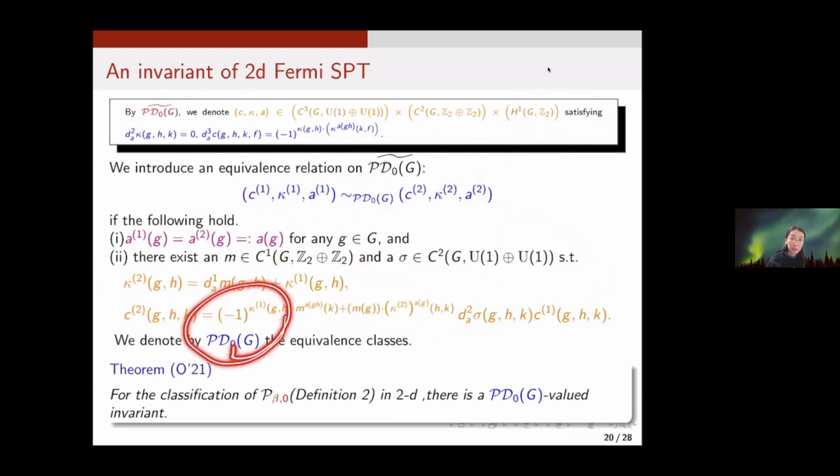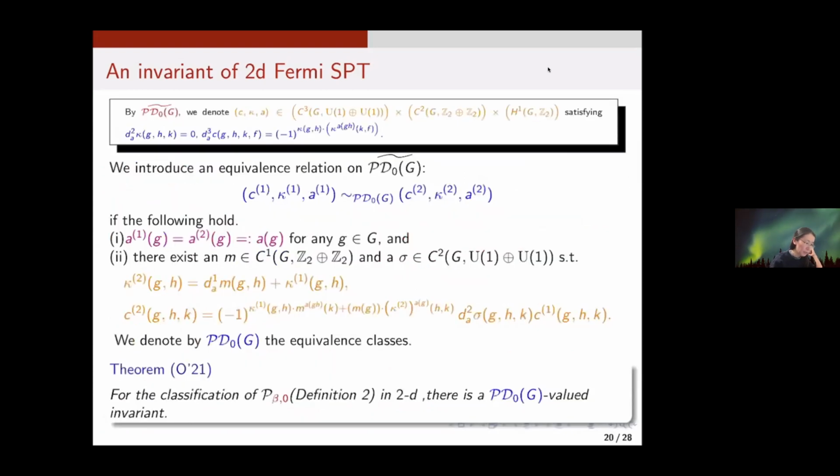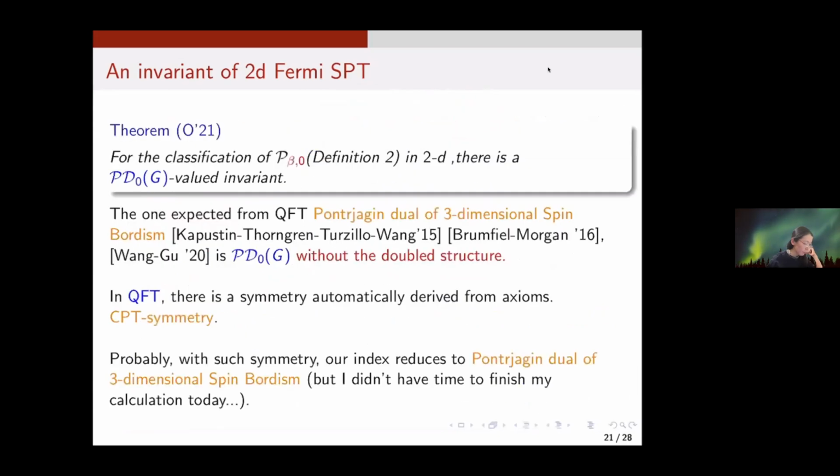And my main theorem of the talk is that for the classification of definition 2, SPT classification of definition 2 in two-dimensional Fermionic system, there is this valued invariant. That is my main theorem. So as I said before, this looks pretty much similar to this Pontryagin dual, but it's different, not exactly the same, in the sense that we have double things here and there.